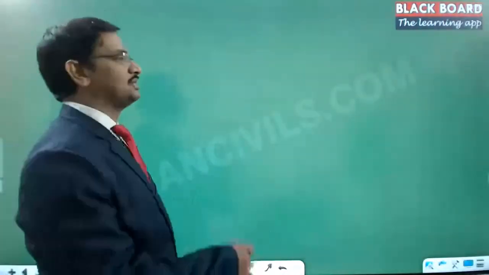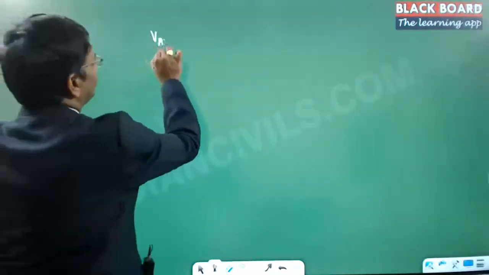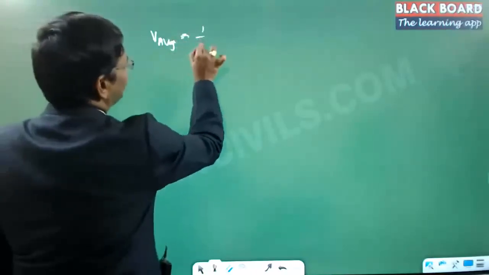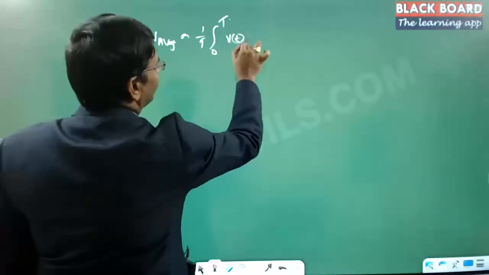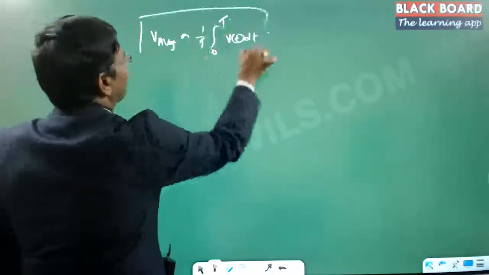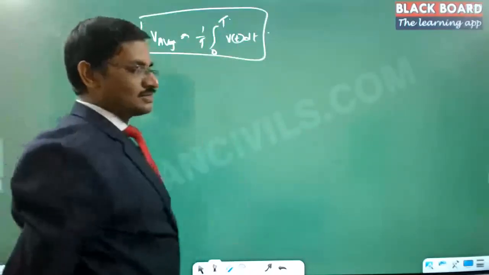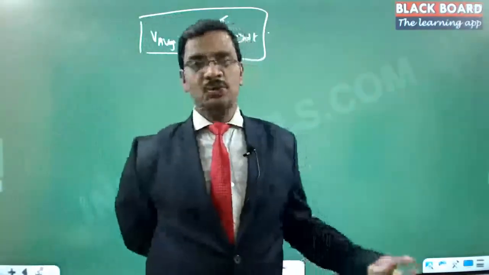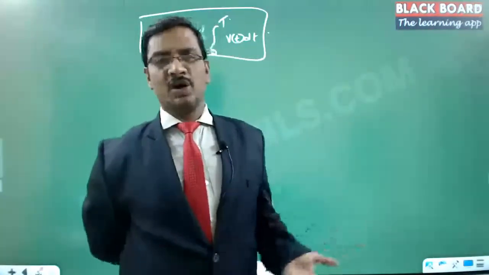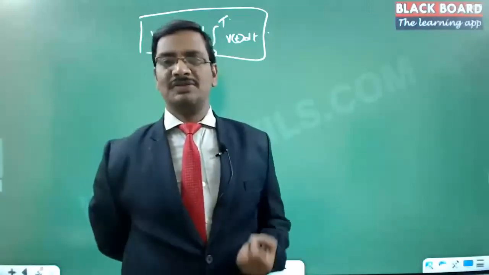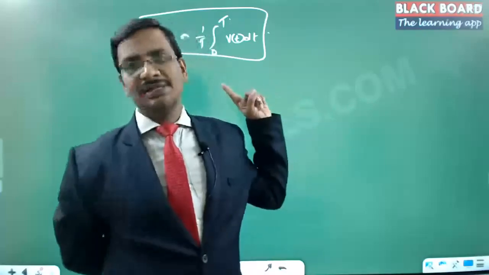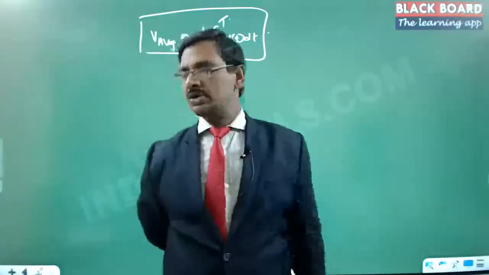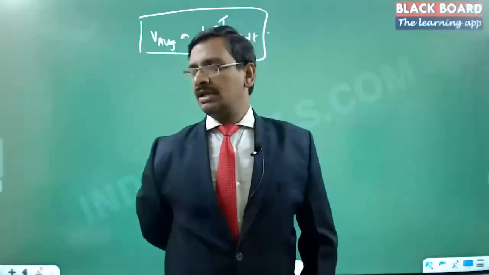So whatever shape you take, as long as there is a shape, the average value is calculated as 1 by the time period, integral 0 to T, of V of t dt. This is the way we calculate the average value, and this formula is fixed. It is up to you how you want to take the waveform. Whatever the complex waveform, whether it is divided into multiple parts or is a single waveform, everything is automatically taken care of. This is a single formula to calculate the average value. I hope you understood. Any questions you can ask me. Any questions?